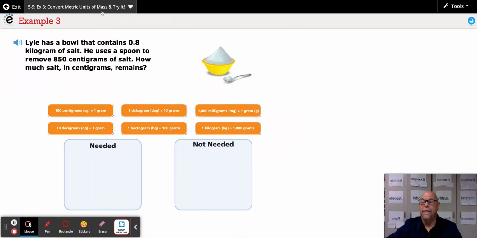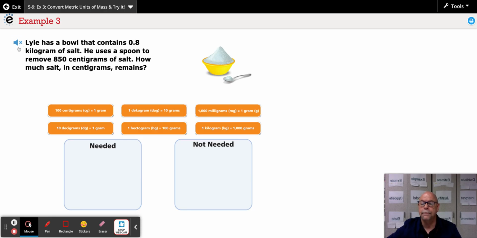Right, so example 3. Notice this time we're converting within the metric units still, but these are units of mass. So grams, centigrams, kilograms, any of the prefixes, but the basic unit is grams when we're talking about mass.